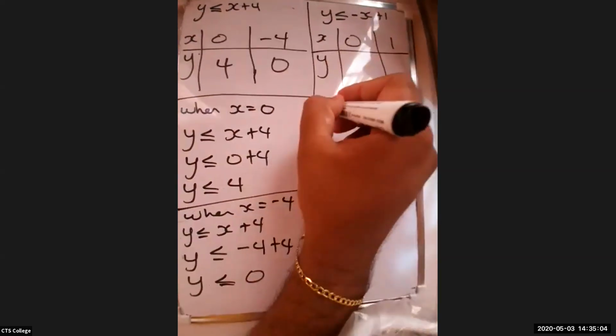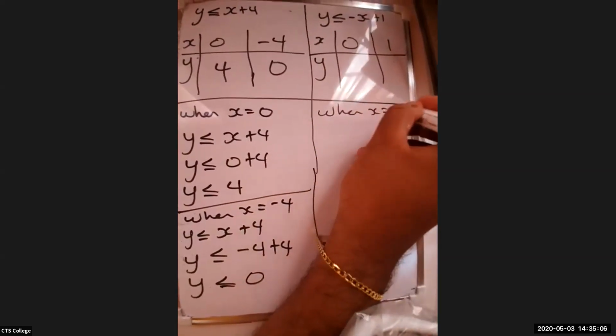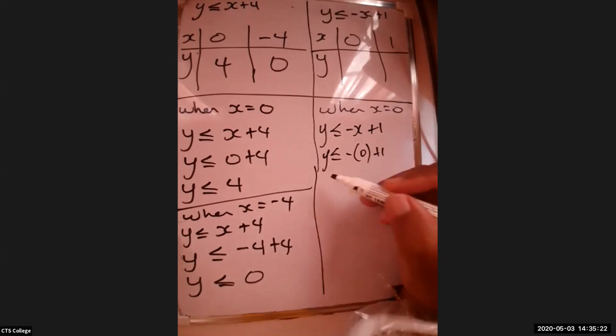Right. So when x is equal to 0 now, y is less than or equal to negative x plus 1. So y is less than or equal to negative 0 plus 1. But of course, we know 0 is neither positive nor negative, so that just goes to 0. So plus 1, y is less than or equal to 1. So when x is 0, y is 1.